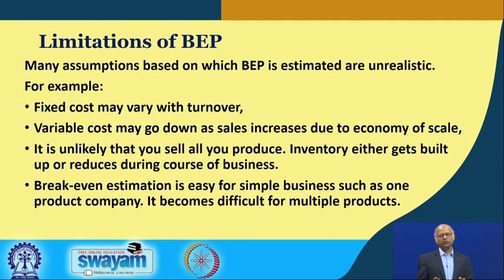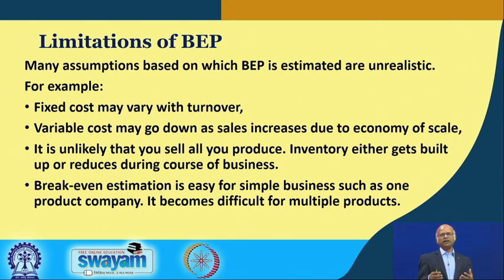But there are limitations. You have seen that there are too many assumptions for estimating the break-even point. Every assumption is a limitation. Like fixed cost may vary with turnover. Suppose you are manufacturing 1,000 shirts in a month. Now suddenly you get a higher order, say 5,000. So, you have to install a newer machine, then you have to maybe rent another premises. So, fixed cost may actually vary with changing turnover, but we presume that it is not varying. If it is varying, then estimation becomes complex. It can be done, but it becomes complex.